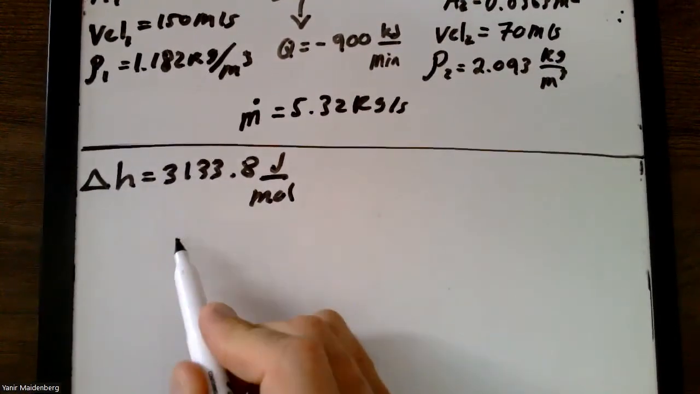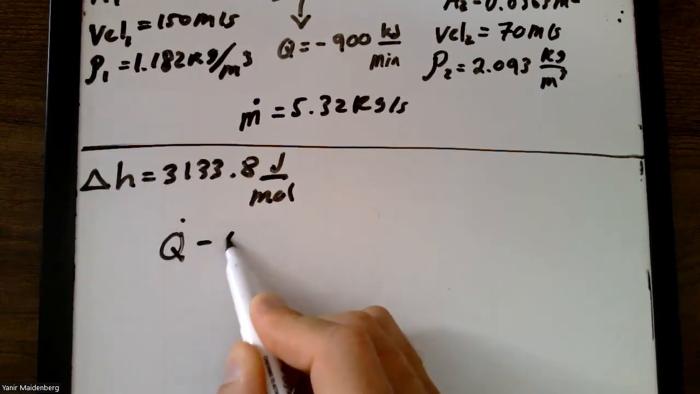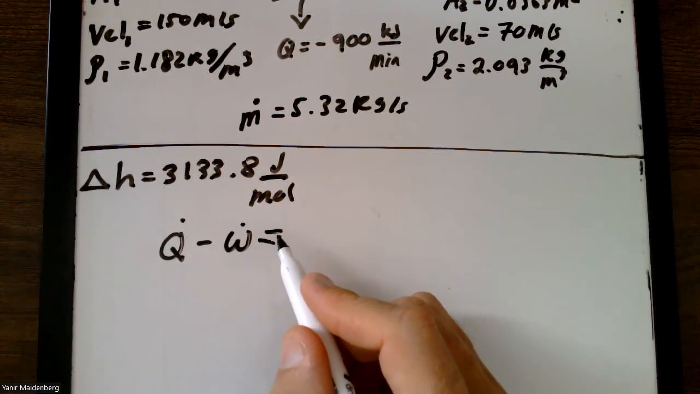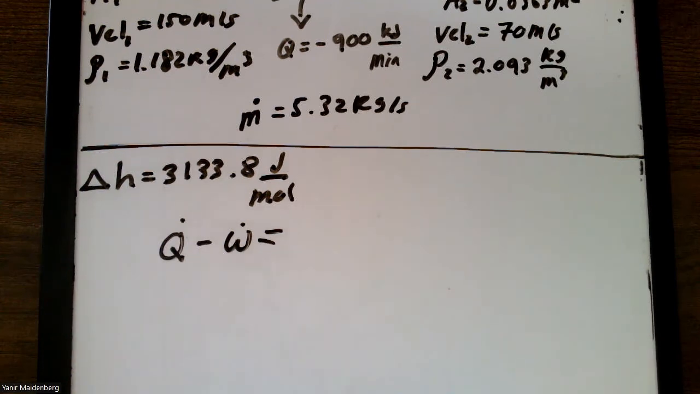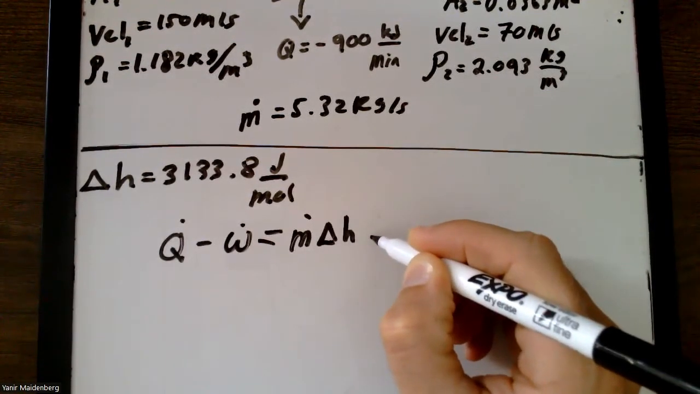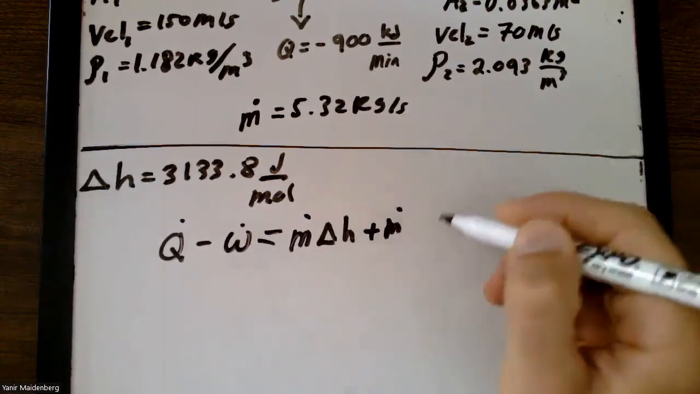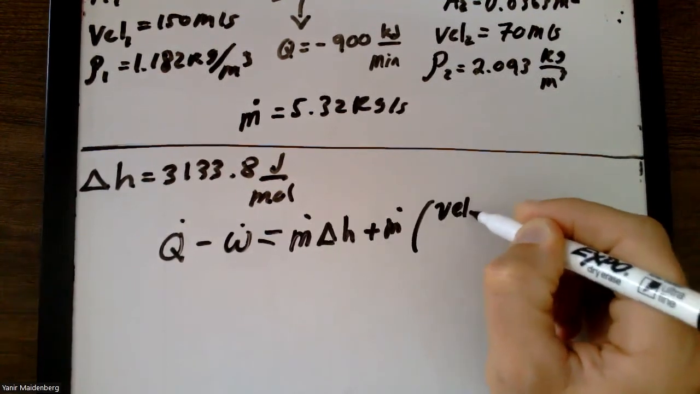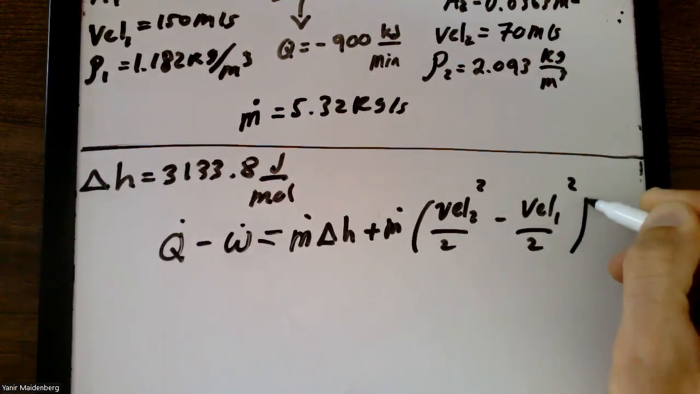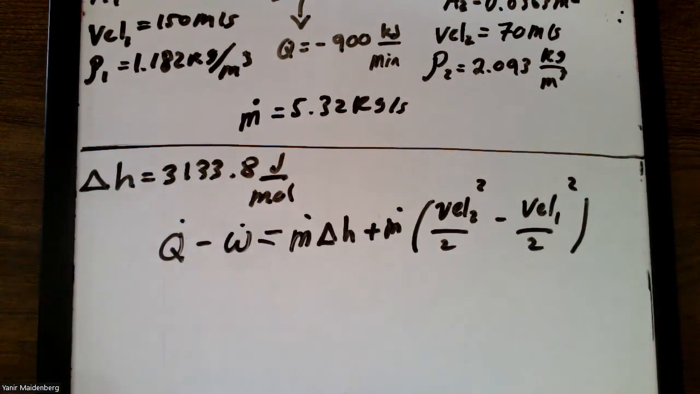So the first law for this particular device, this assumes that there's no change in height, and we can get from the first law for this as m dot delta H plus m dot times the change in kinetic energy, vel2 squared over 2 minus vel1 squared over 2. And what I suggest we do, I think easiest when we deal with the first law with the metric system, is to keep everything in SI. So everything should be in kilograms, meters, seconds, etc.